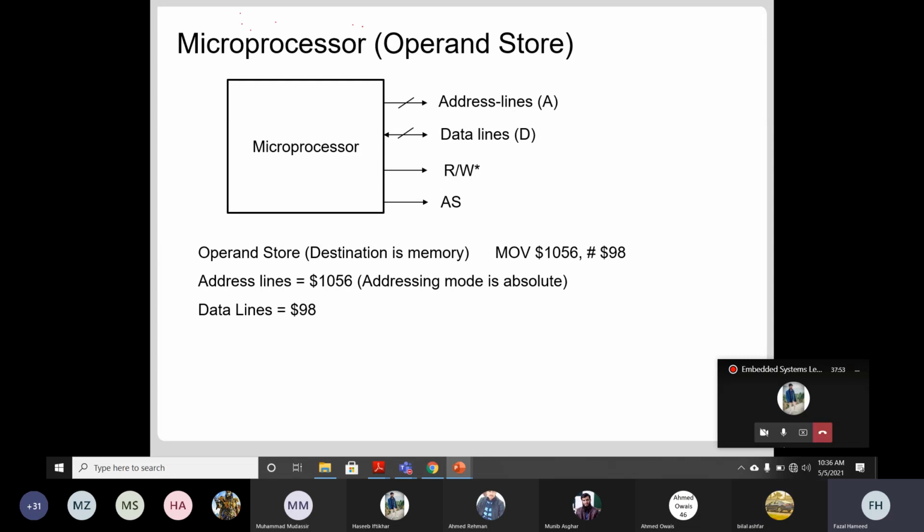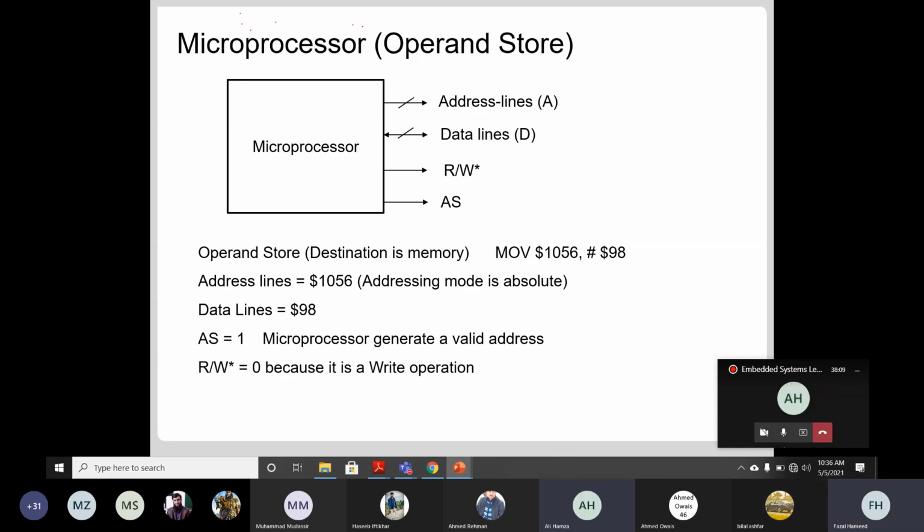What will be the content of the data line? $98. And what will be the value of the address valid line? 1. What does it imply? It is a valid address. So will the read/write line be 0 or 1? 0.